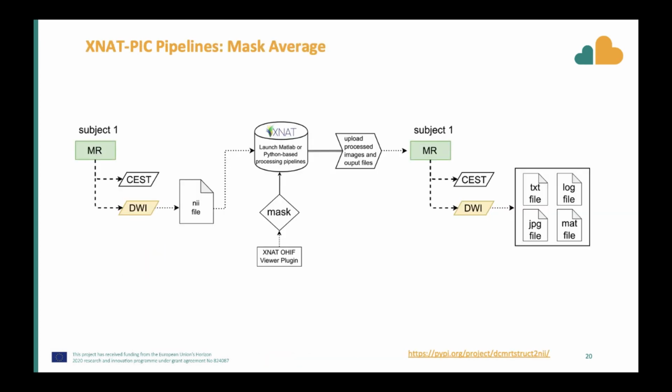Following the processing, and once the user has, for instance, drawn his region of interest, preclinical imaging users are usually interested in performing some simple statistics on the processed images. We have therefore developed a pipeline that applies a mask to a parametric map, computes the mean value in the region of interest, and then uploads the results back to XNAT.